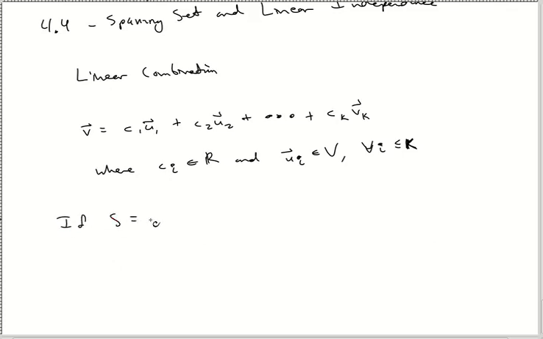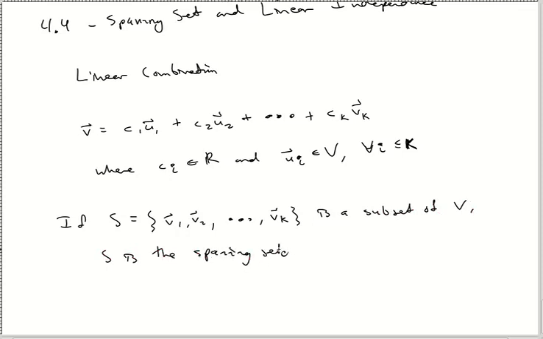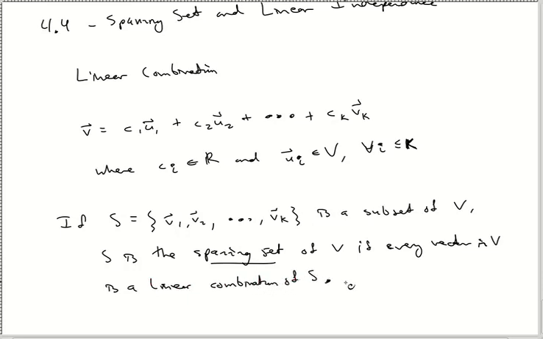So I got, if S is equal to v1, v2, dot dot dot, all the way to vk, so if you have this set here that is a subset of vector space V, then S is the spanning set of V if every vector in V is a linear combination of S. You would say that S spans V. So that's kind of the quick version of this.